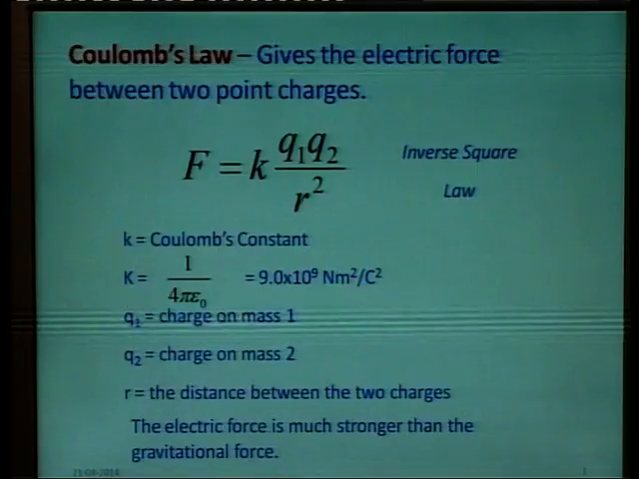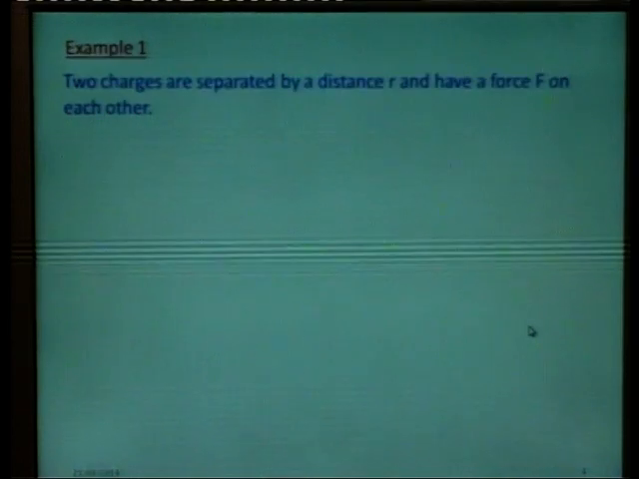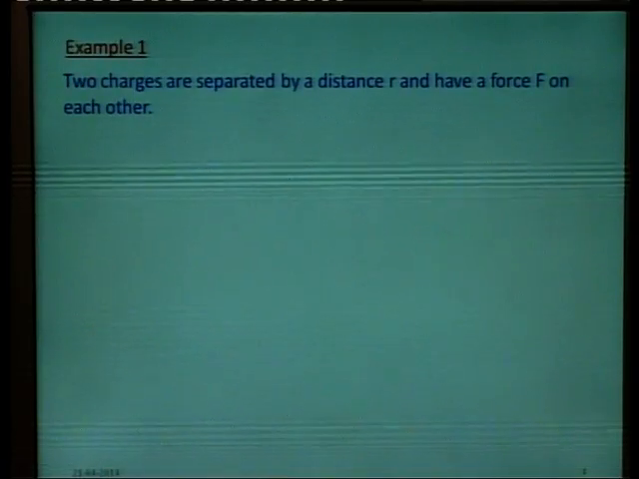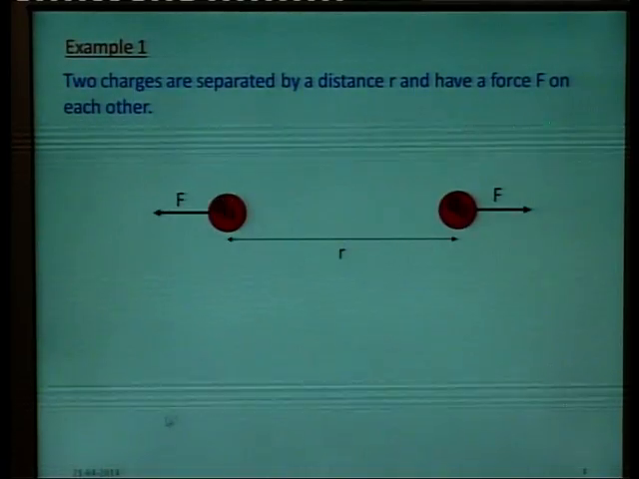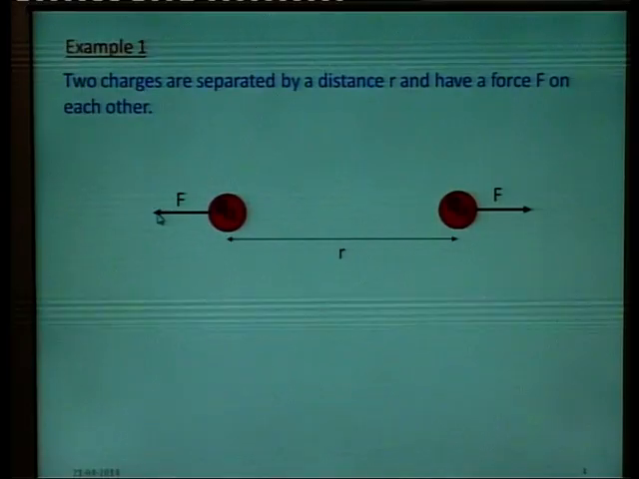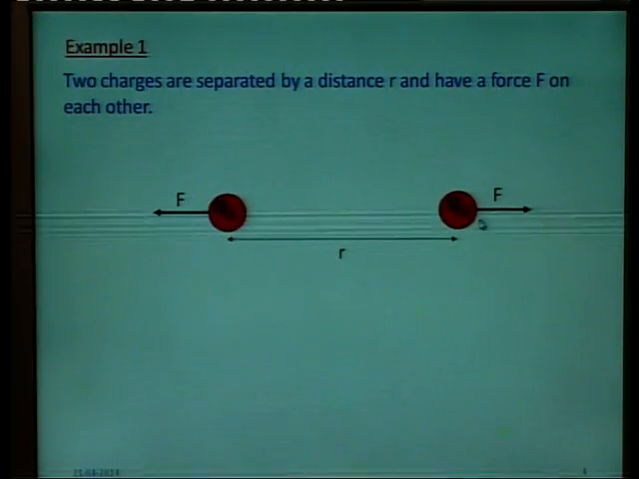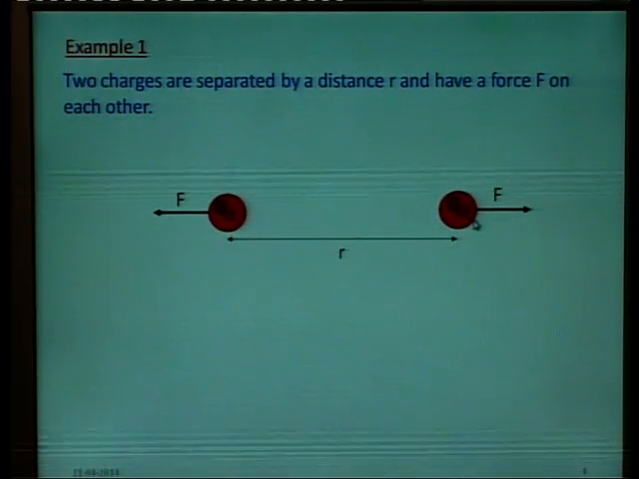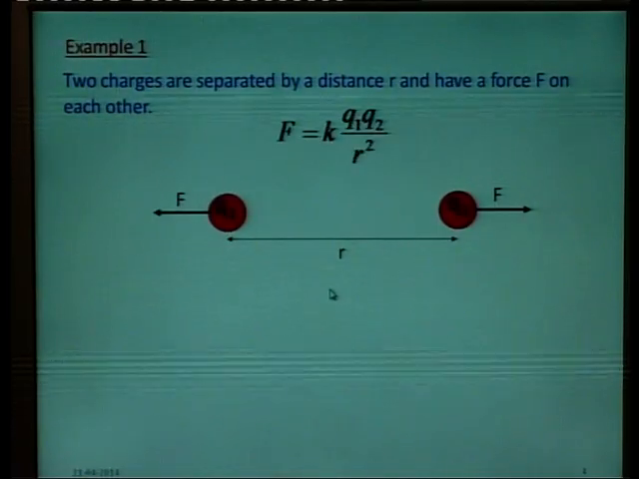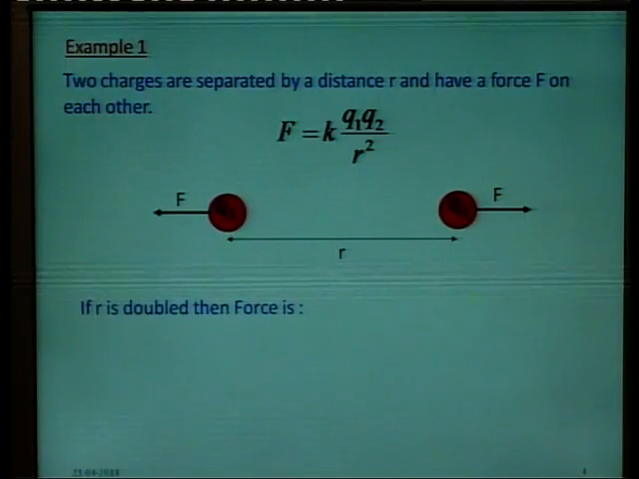Now, we can show that electric force is much stronger than the gravitational force. First of all, let us say you have got two charges, they are separated by a distance r and have a force F on each other. So, these are the two charges Q1 and Q2. They exert forces F on each other. Remember that the force exerted by one on the second charge is equal and opposite to the force exerted on charge 2 by 1 separated by distance r. The formula that you will use is F equal to K Q1 Q2 by R square.